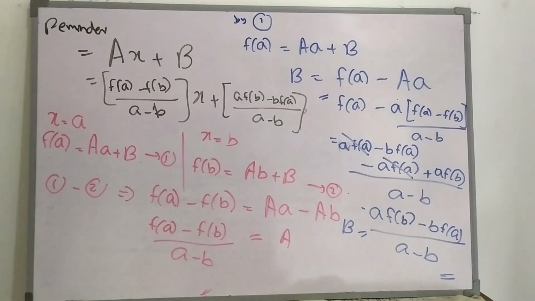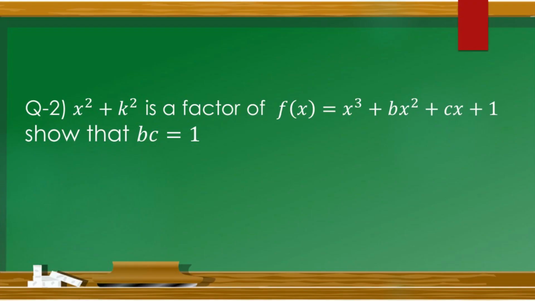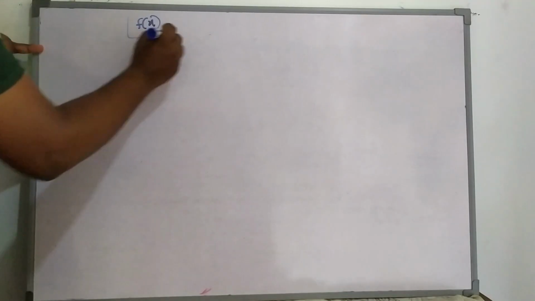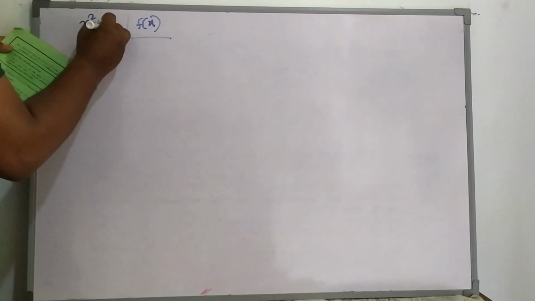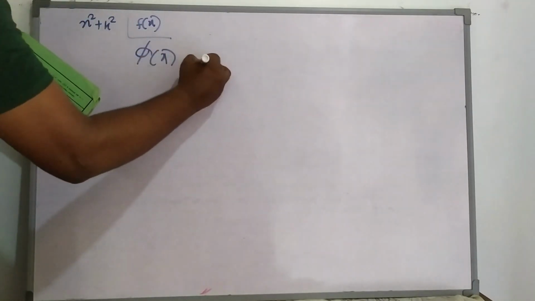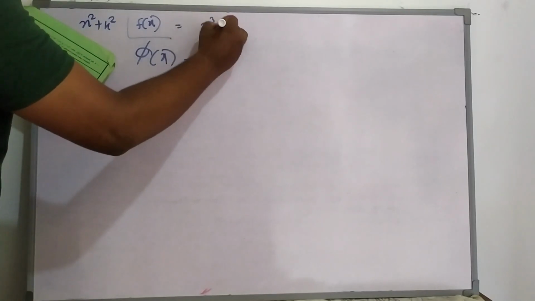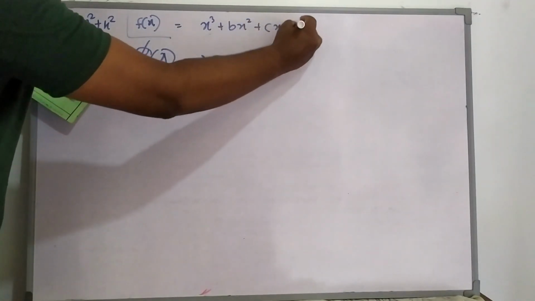Okay, so we can move to another example. The second example: x cubed plus bx squared plus cx plus 1 is divided by x squared plus k squared. Then the remainder is 0, which means x squared plus k squared is a factor of f(x), and we have to show bc equals 1. First of all we summarize. This is our f(x), which is divided by x squared plus k squared, then the remainder is 0. f(x) is x cubed plus bx squared plus cx plus 1.